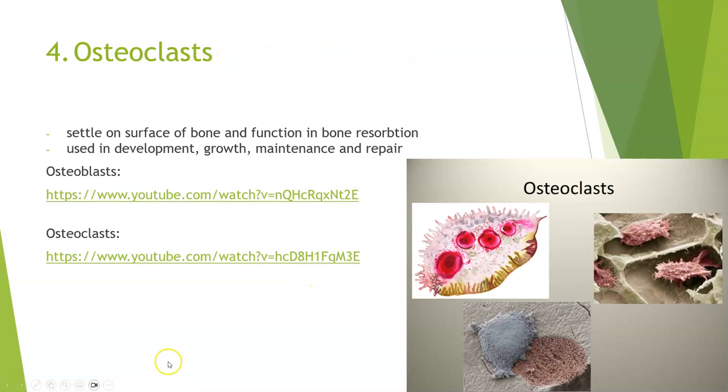So osteoclasts, their whole role is to help in bone resorption. And this is used in development, growth, maintenance, and repair. So during growth inside mom, we need some remodeling that needs to occur in some areas, and osteoclasts will help remodel. We also have to remember that bone is made up of calcium, and calcium is deposited in bone. And if we need calcium to maintain homeostatic levels in the blood, osteoclasts will remove calcium from bone tissue, maintaining the appropriate amount of calcium in the blood tissue.